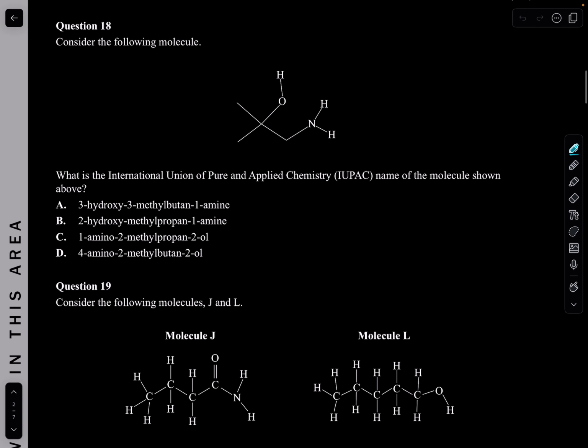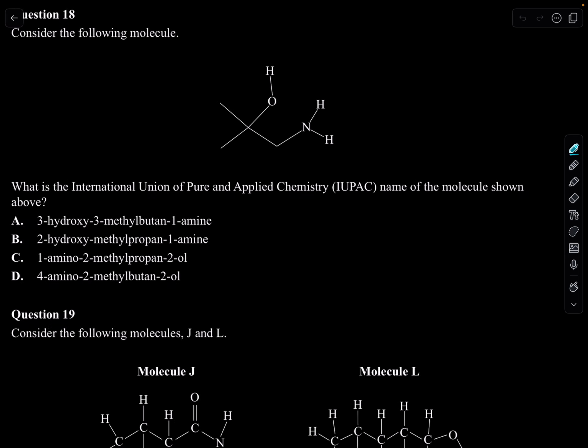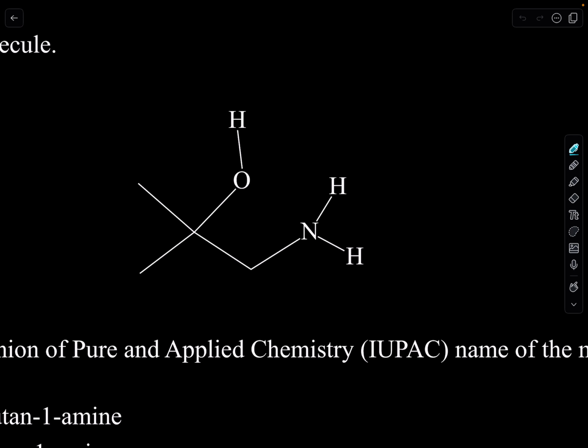Question 18. Consider the following molecule. What is the International Union of Pure and Applied Chemistry (IUPAC) name of the molecule shown above? Easy. We can see that there are actually two functional groups: a hydroxyl group, which is an alcohol, and an amine group. Now, we need to see which one has the highest priority.